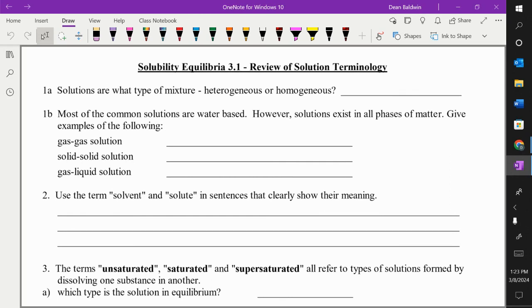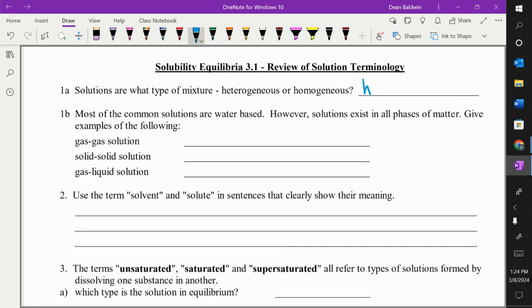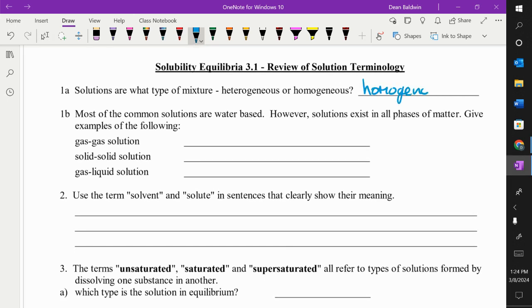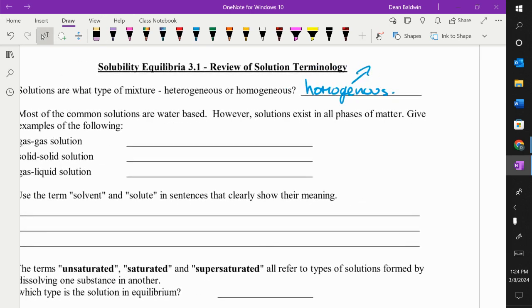Solutions. You remember your mixture stuff from chemistry 11 or science 10? If you have a solution, so say something dissolved in water, is it a homogeneous or a heterogeneous mixture? Homogeneous, whatever you want to call it. Do you know what it means to say the solution is homogeneous as opposed to heterogeneous?